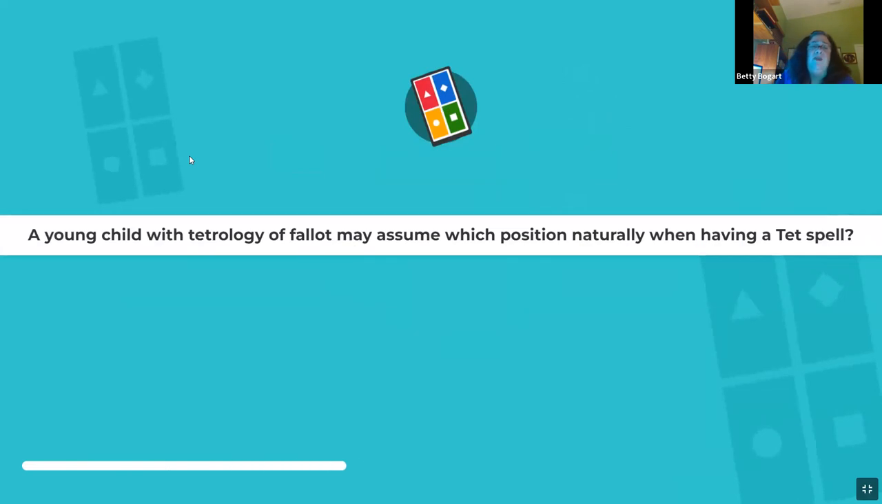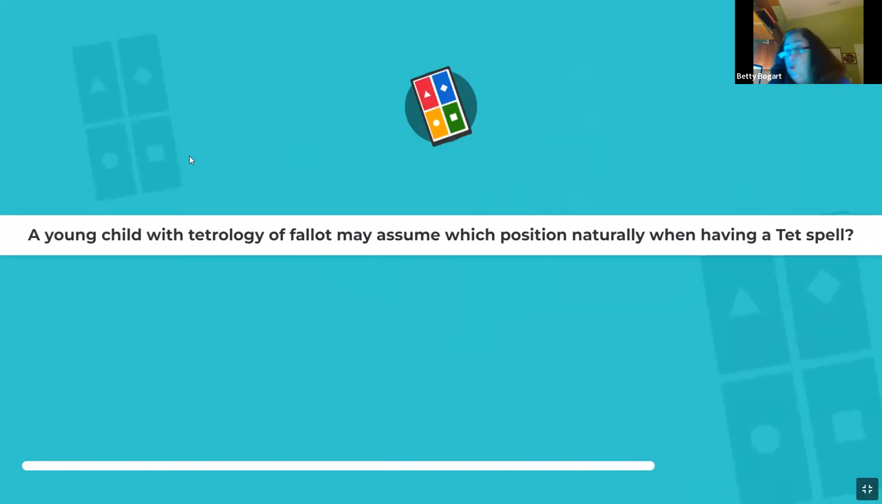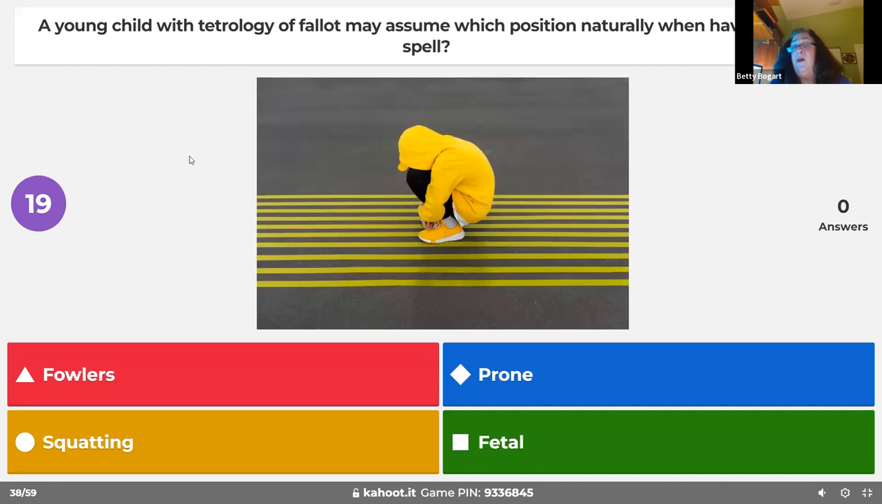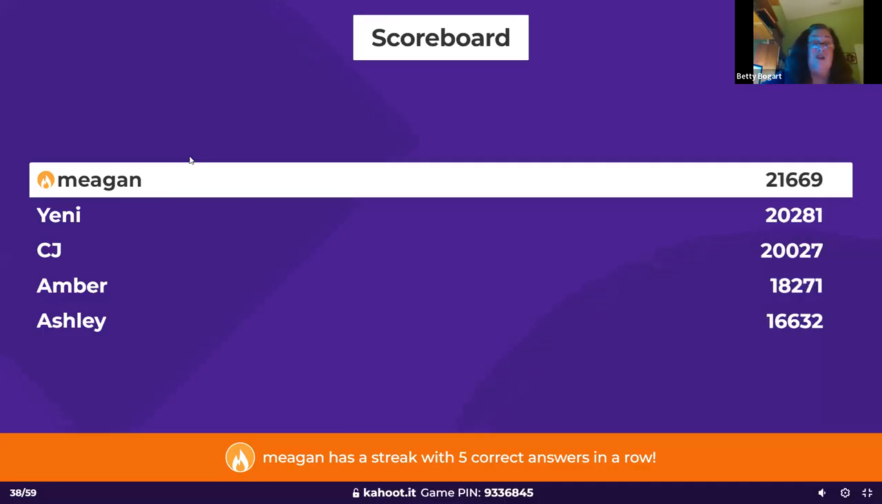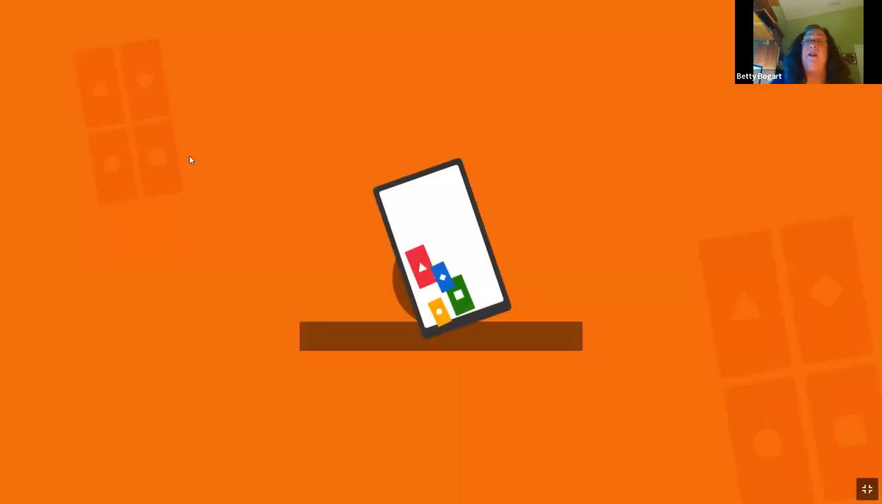A young child with tetralogy of Fallot may assume which position naturally when they're having a TET spell? And I think that picture is perfect. And it is, they squat. It's like they could feel it and they squat, and they do. They change the pressures in their abdomen and chest, and they actually get themselves oxygenating again.